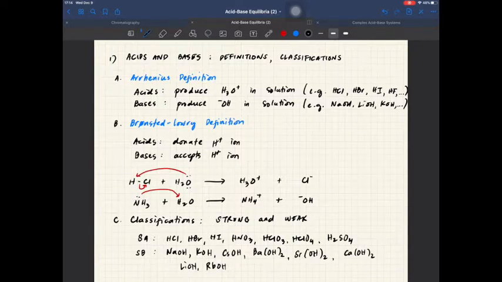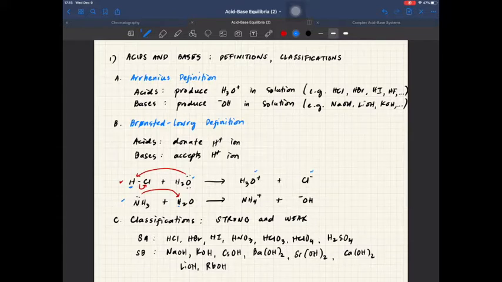The other definition for acids and bases is the Bronsted-Lowry definition. According to the Bronsted-Lowry definition, acids are compounds that donate hydrogen ion, while bases, on the other hand, are compounds that accept hydrogen ion. The following equation shown here is that particular concept. So, in this case, hydrochloric acid donates its hydrogen ion to water to form hydronium and chloride ion. In the other equation here, we have ammonia accepting hydrogen ion from water to form ammonium cation and hydroxide ion.